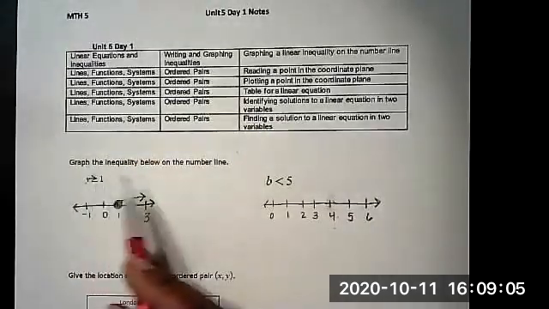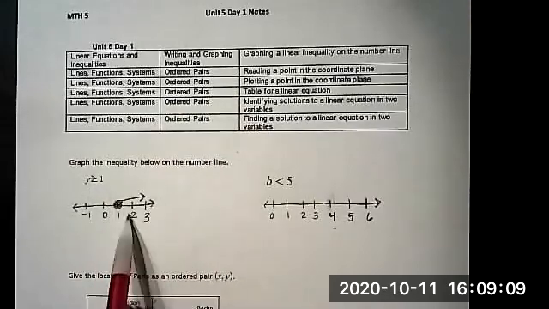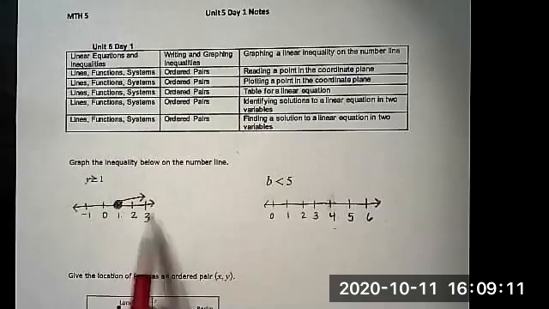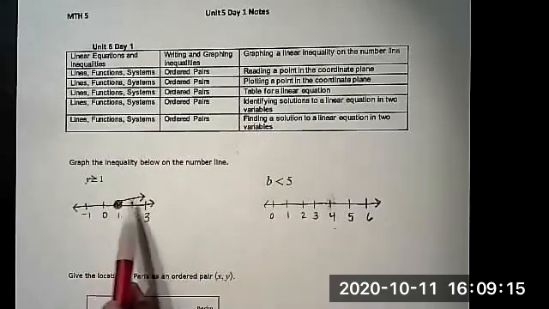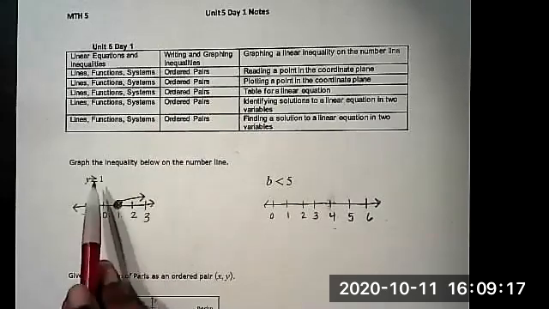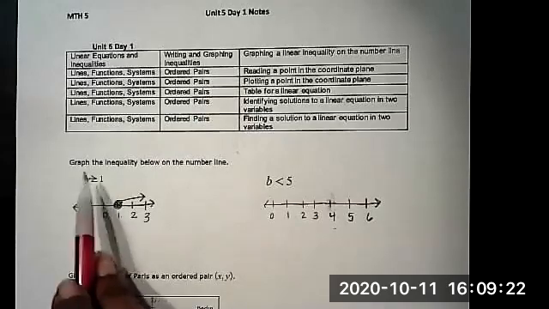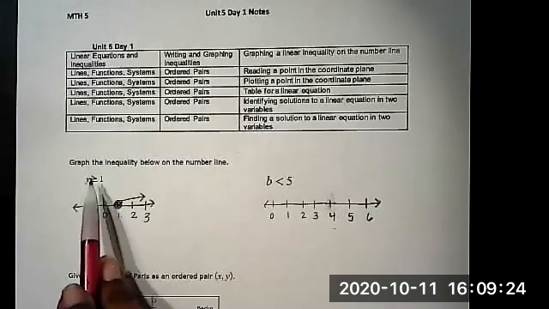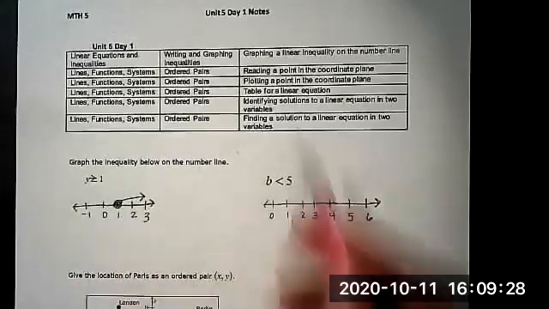Okay, so this points in that direction, and that's the direction you're going to go for greater than. Greater than are all numbers bigger than. So 1, 2, 3, 4, 5, all those numbers are bigger than 1. So that's why that arrow is going to go that way. That's the way I look at it. If the variable is on the left-hand side, then it will go the way it looks like it's going.